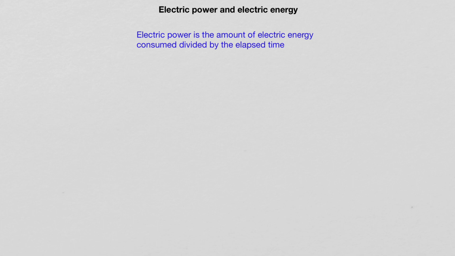The symbol for power is capital P, and in terms of electricity, power is calculated as the product of the current in the circuit and the voltage supplied to the circuit. Using Ohm's law and substituting V for I times R, I can get a second version of the expression for the power, and that is I squared times R.